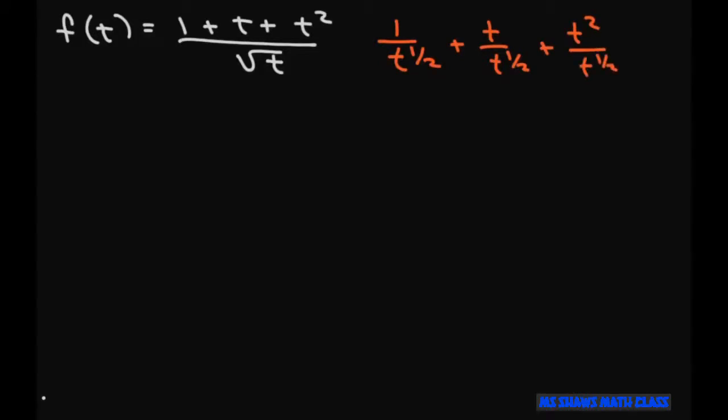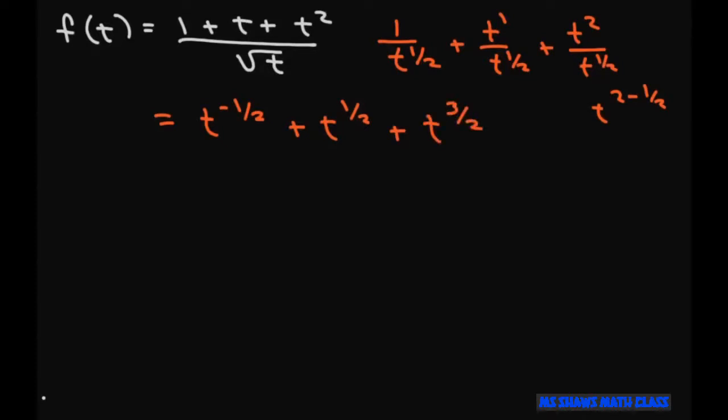So when you simplify this, this is going to give you t to the negative 1/2, plus, this is t to the 1 minus 1/2, so that's just going to be t to the 1/2, plus, this is just going to be t squared minus 1/2. That's going to give you t to the 3/2.